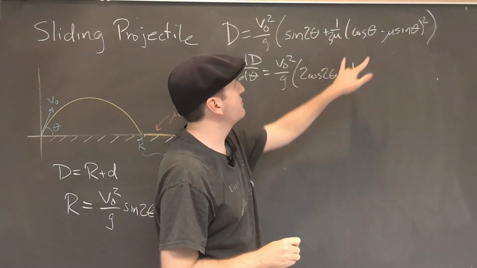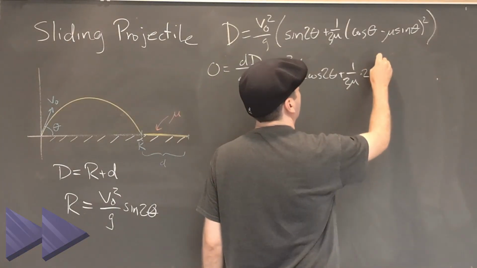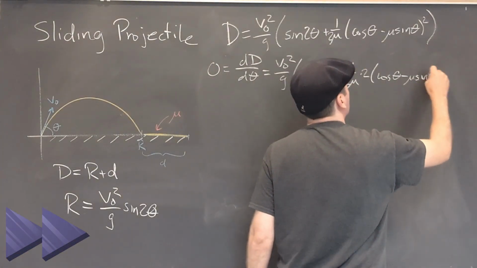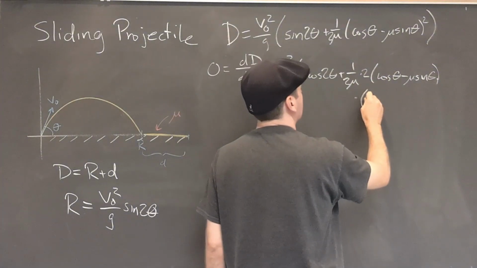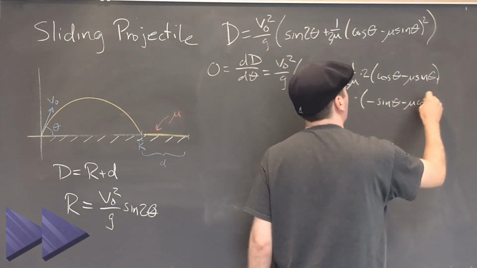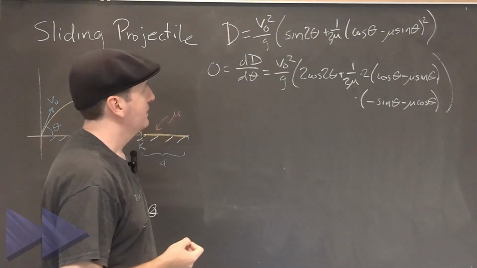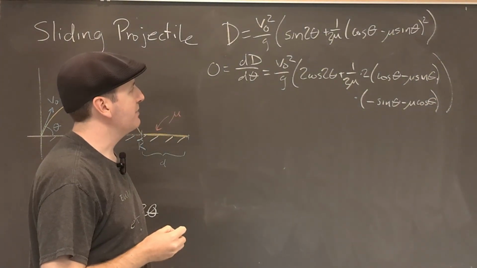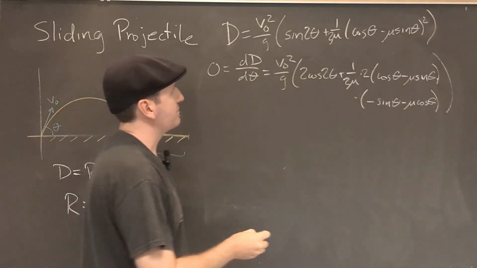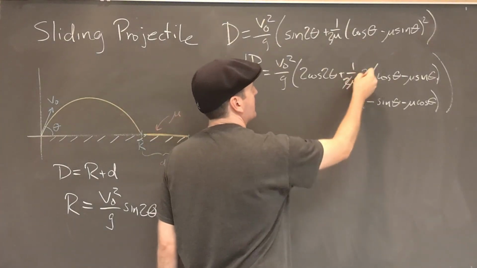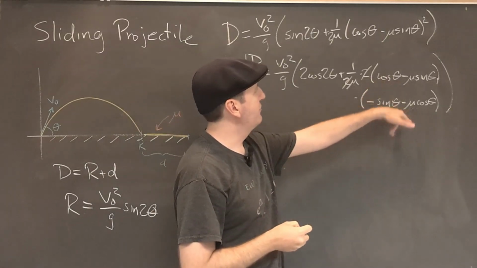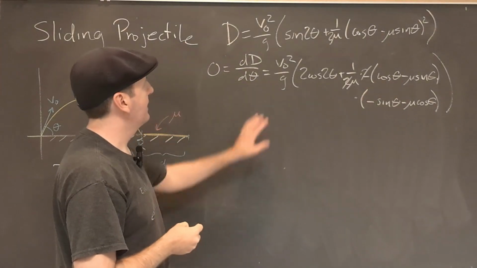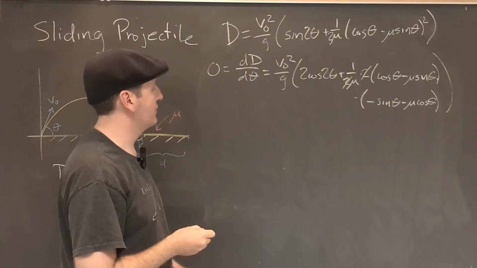We'll use the chain rule on this part, and then multiply by the derivative of the inside. Okay, let's see what we can clean up here. So this 2 and this 2 cancel. Let's go ahead and FOIL out this bit. I can divide over the v naught squared over g.